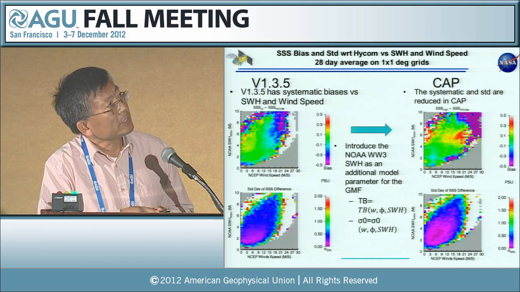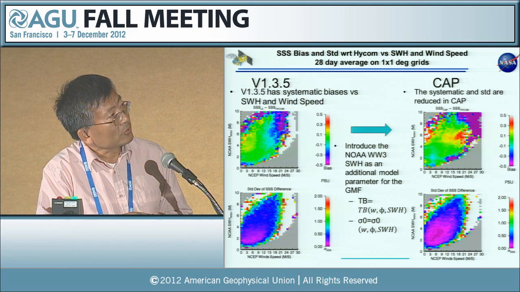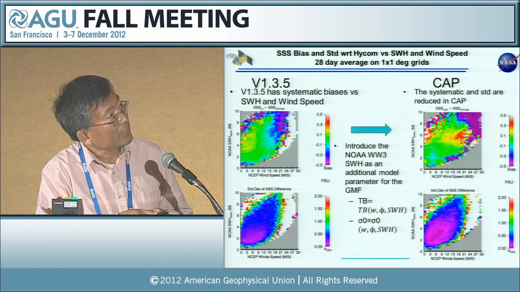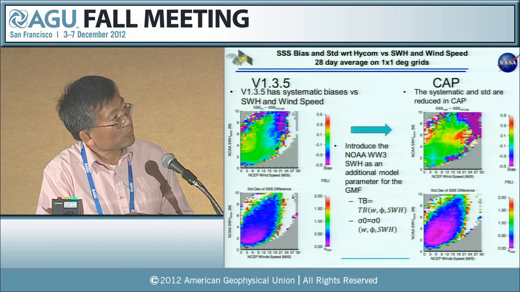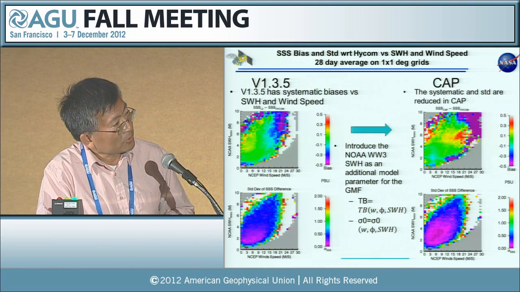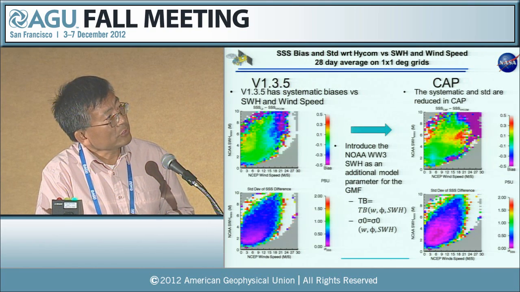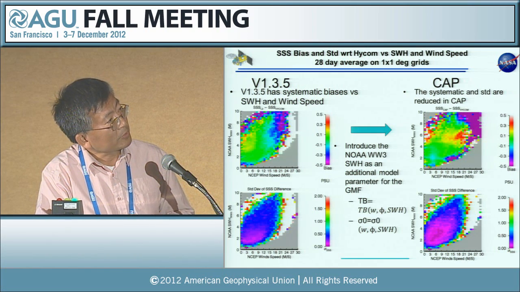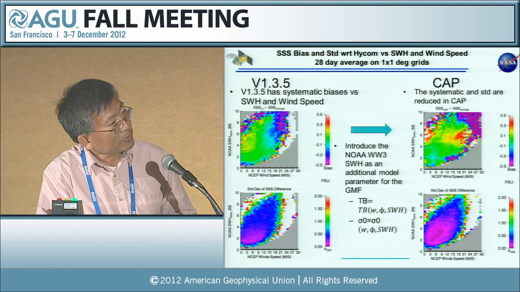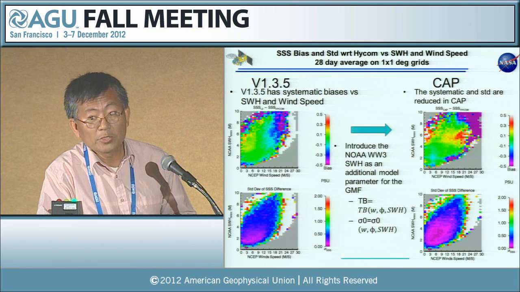The other thing that we have done is we look at the effect of the waves. This is the 1.3.5 product, and for the bias, the green is good. There is still some systematic bias, though, for very high wave height and very high wind. And again, purple is good, so this is the small error, about 0.2 PSU for the purple. We use a NOAA WaveWatch 3 product, and once we introduce that, the result is also positive. We improved the bias for many areas. There was some overcorrection here, but overall the standard deviation has also been improved by quite a bit, so it becomes more purple. Purple is good.